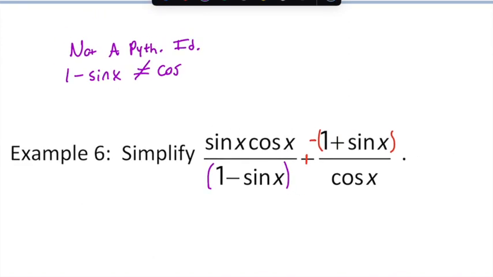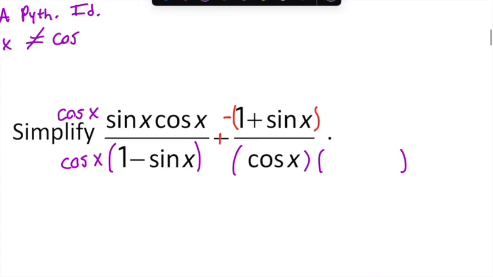Okay, so what we're going to do here on this one is multiply this first fraction by cosine of x. That's the other part of the denominator, and I'm going to do that to the top and bottom. The other fraction, I'm going to multiply by what instead? What's from the other denominator that we need on the right hand side? 1 minus sine of x.